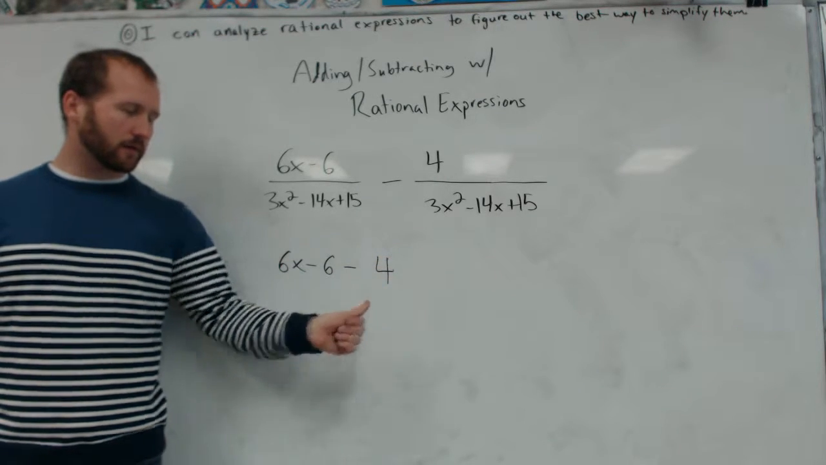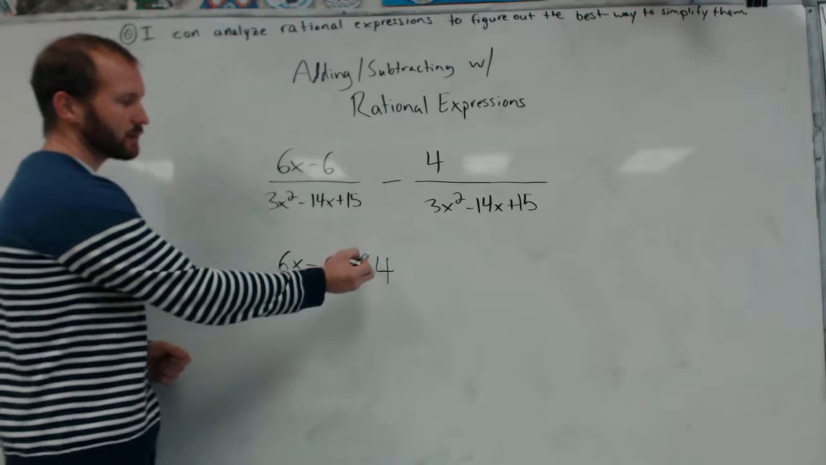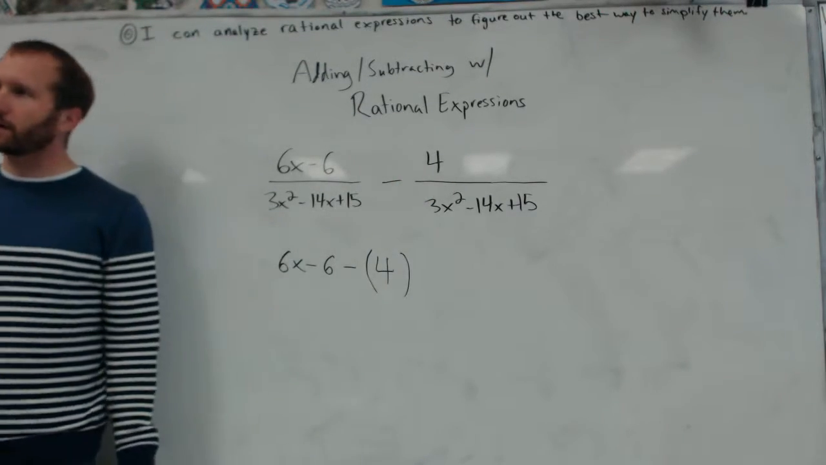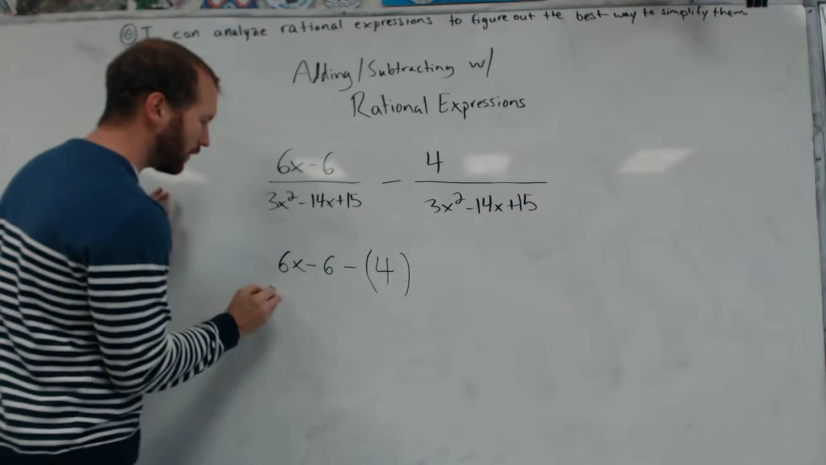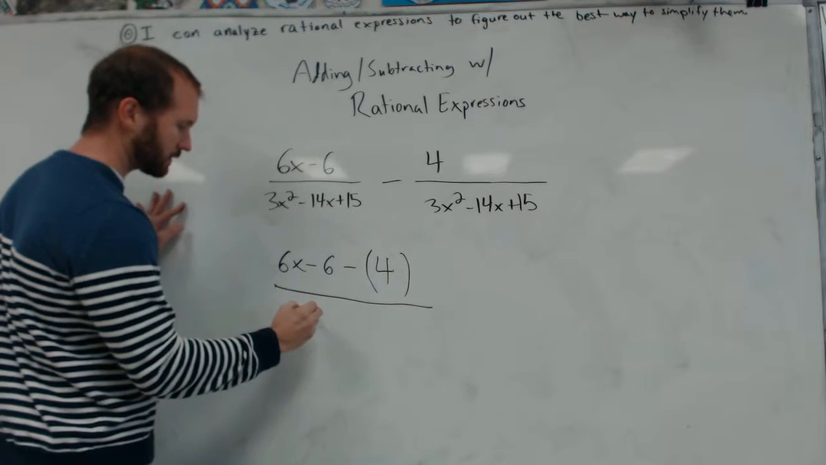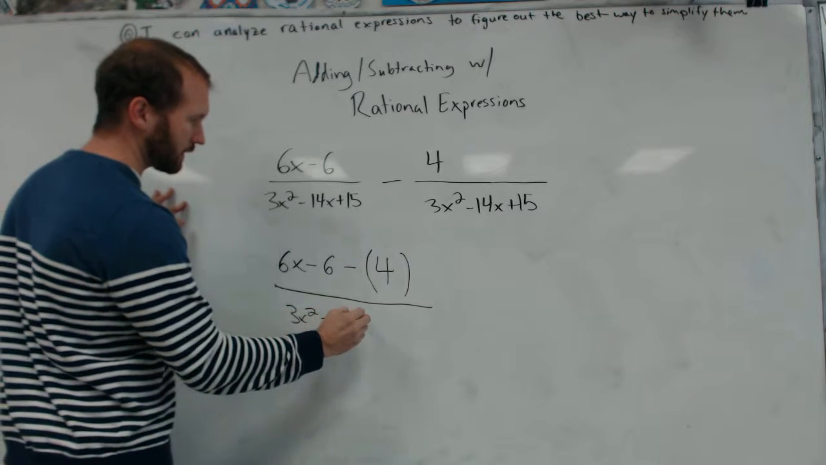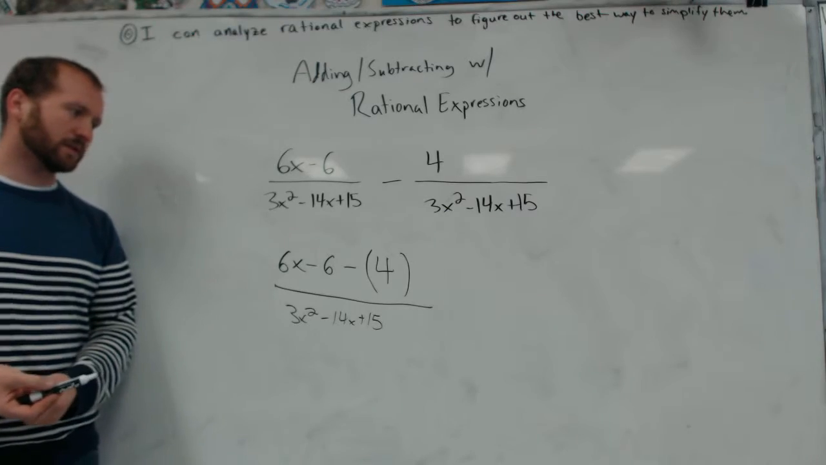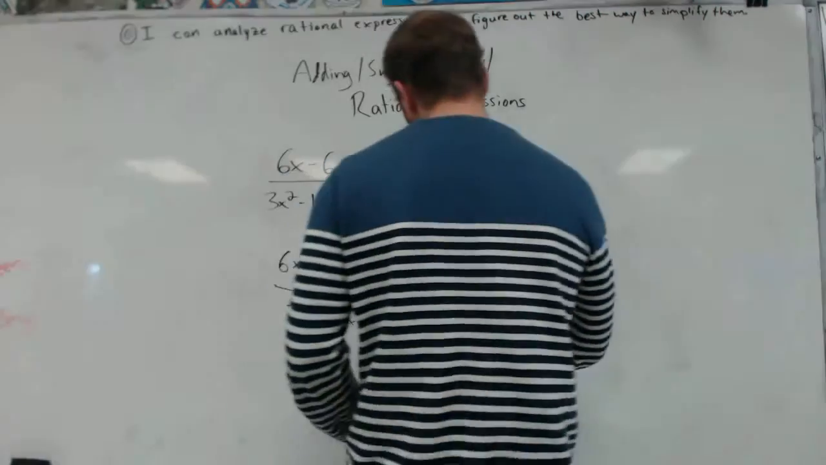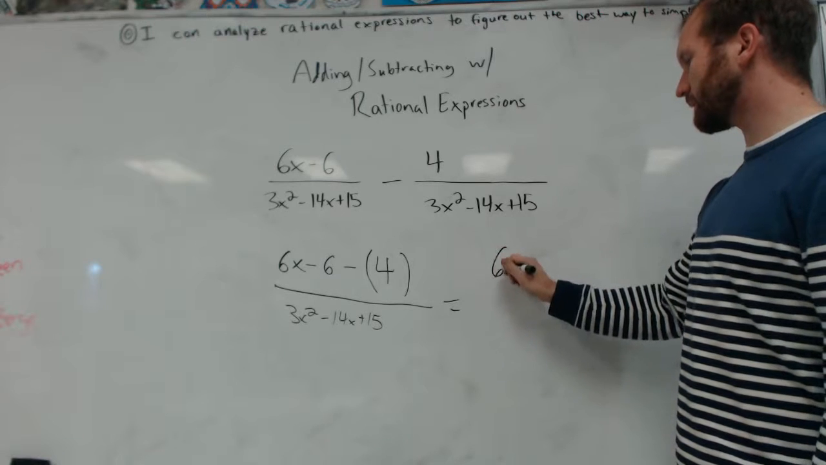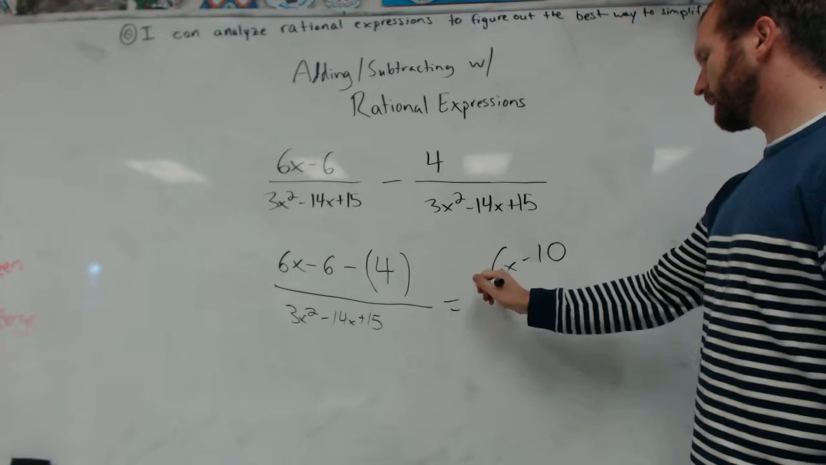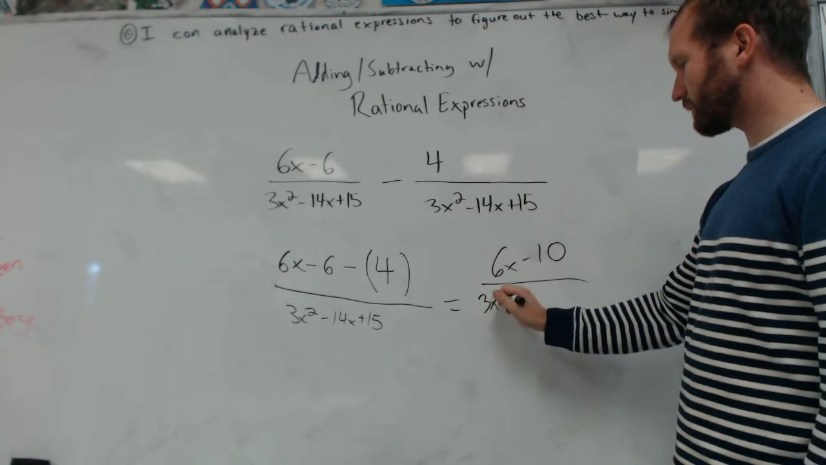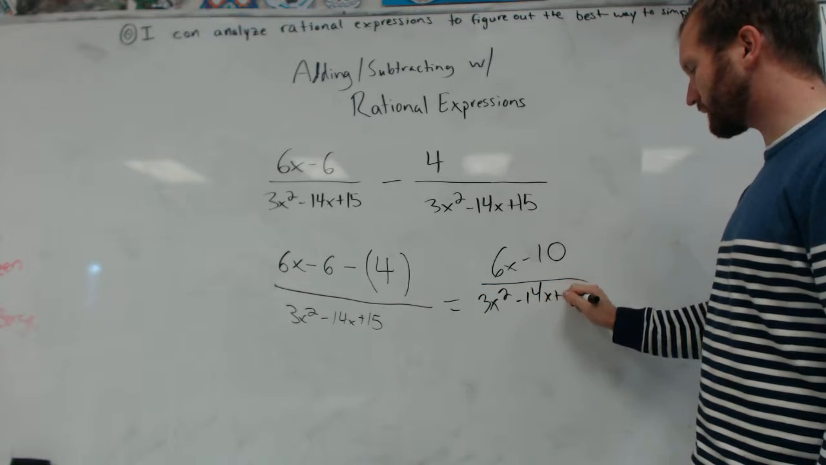Like that. But I'm putting the parentheses so you remember. Subtract everything in that second denominator over 3x squared minus 14x plus 15. Oh, this is going to be fun. Alright, so 6x minus 6 minus 4 is 6x minus 10 over 3x squared minus 14x plus 15.